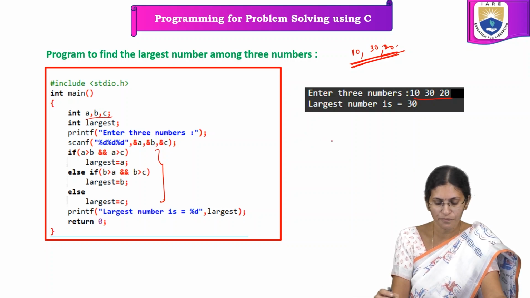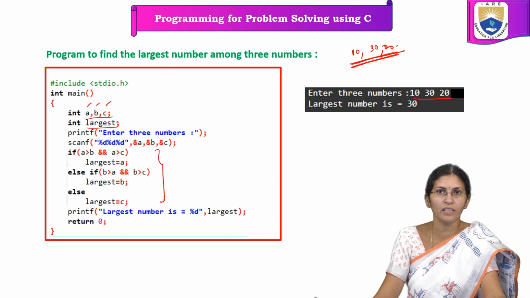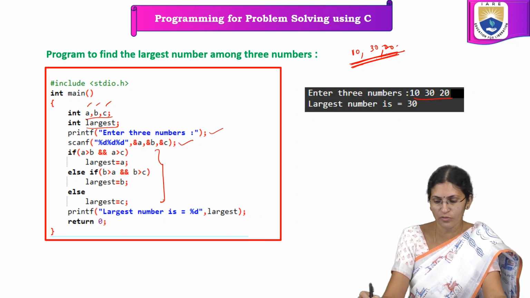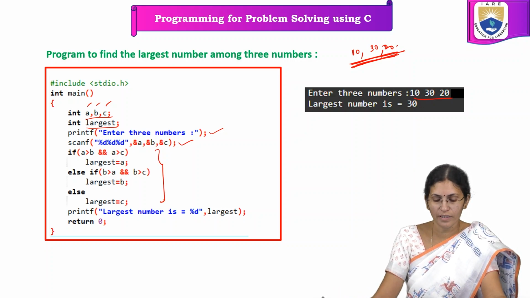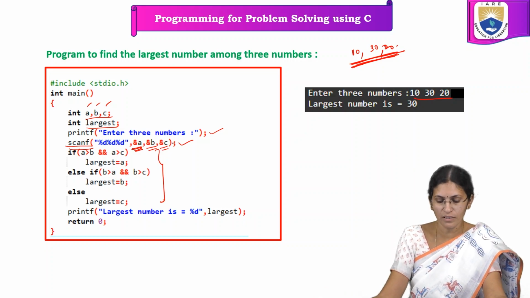We have A, B and C. These are the 3 variables where we can store the values 10, 30 and 20. After that, largest is another integer variable where the largest of the 3 numbers is stored. Next, this line will be executed: enter the 3 numbers. These 3 values are read using the scanf function. The value of A is stored at the address specified by A, B at the address of B, and C at the address of C.